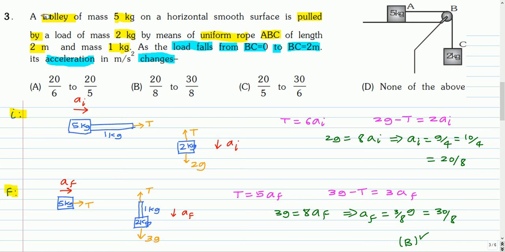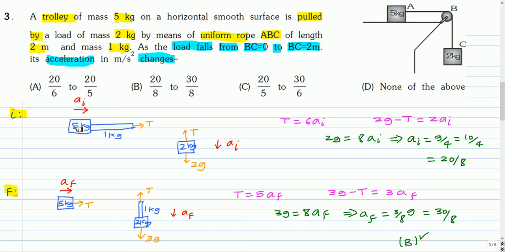This is the next question. A trolley of mass 5 kg on a horizontal smooth surface is pulled by a load of mass 2 kg by means of a uniform rope ABC of length 2 meter and mass 1 kg. As the load falls from BC equal to 0 to BC equal to 2 meters, its acceleration in meter per second square changes. So the initial condition, the rope is fully on the horizontal portion.